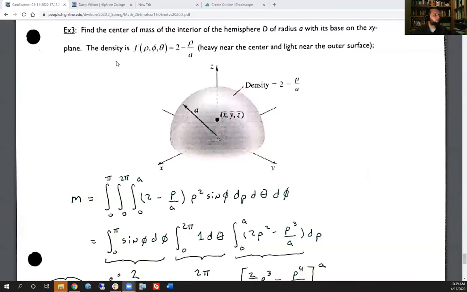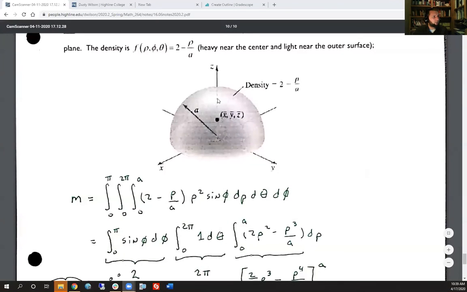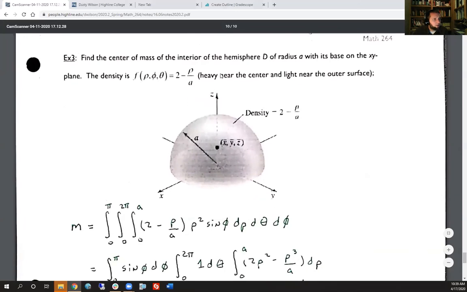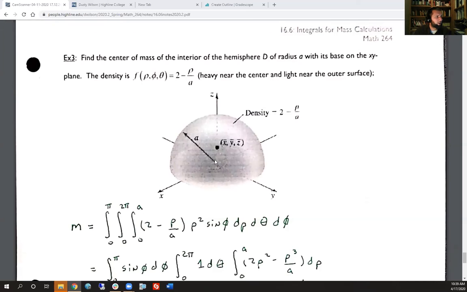Let's look at one more example, but this time in 3 dimensions. So in our example, we're going to find the center of mass of the interior of the hemisphere D with radius A with its base on the XY plane. The density is f of rho, phi, theta equal to 2 minus rho over A. That is, it's heavy near the center and light near the outer surface.